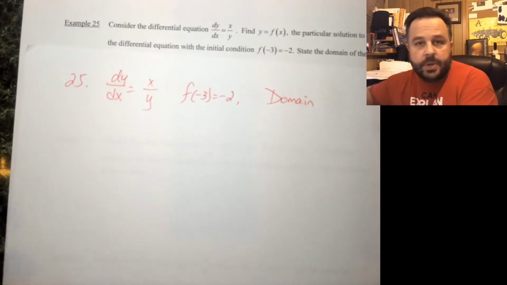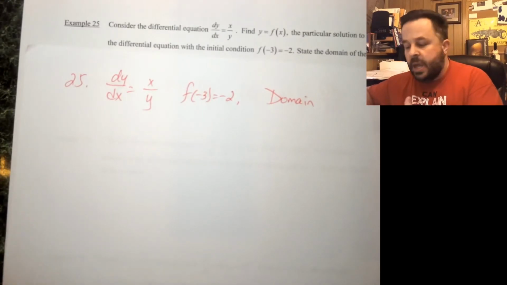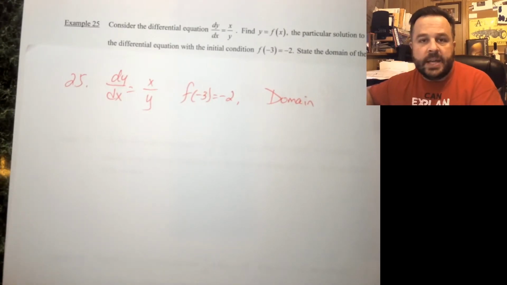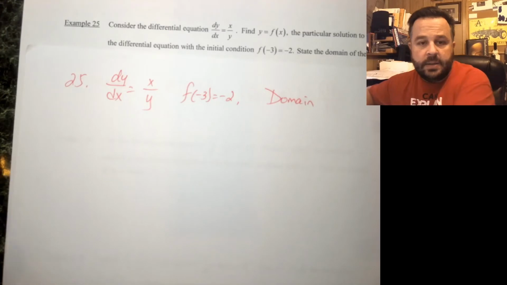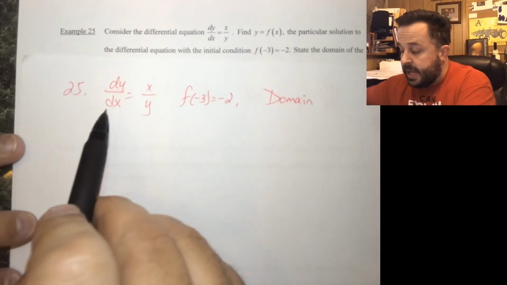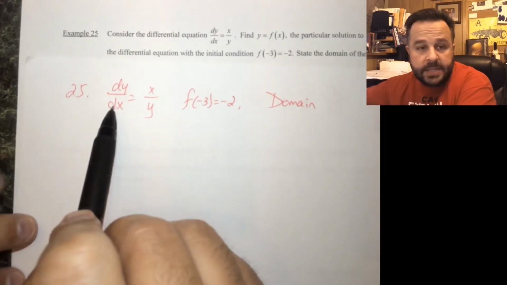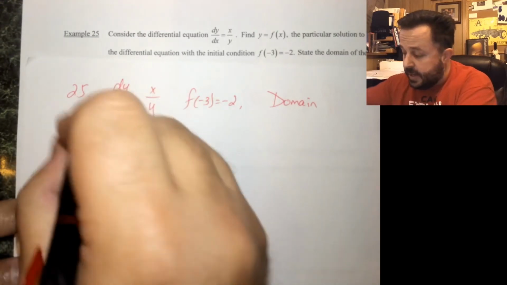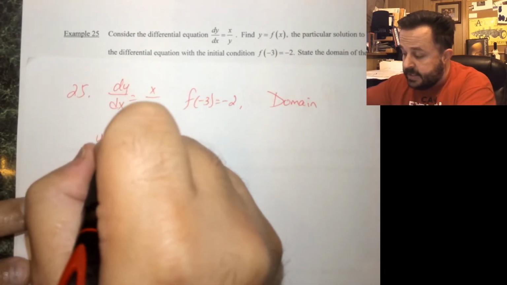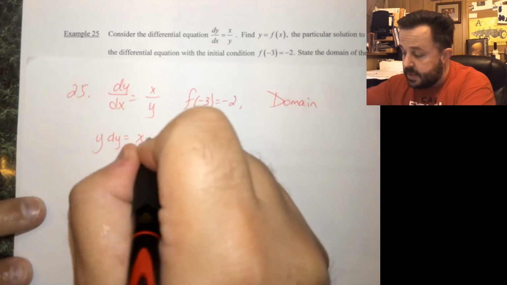First step, again, as we always said, separate the variables. Then we're going to antiderive both sides, find the constant of integration, use the initial condition to find the function, and then finally get the domain. So we're going to multiply both sides by dx, and we'll multiply both sides by y. So I end up getting, in this case, y times dy is equal to x times dx.